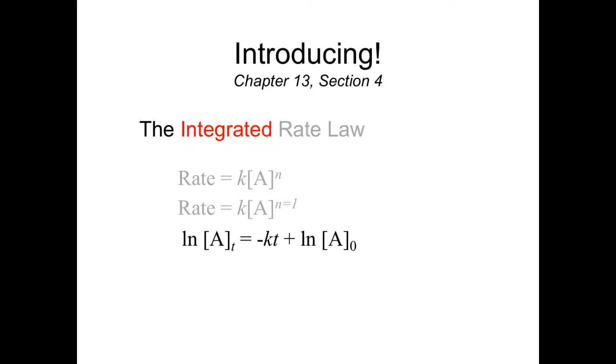Okay, so we're in chapter 13, section 4, and we recall that in section 3, we talked about the rate law, right? Rate law, where rate is equal to k times the concentration of some reactant raised to some order, which we called n or m or x or whatever, okay? So this was an example of a rate law.